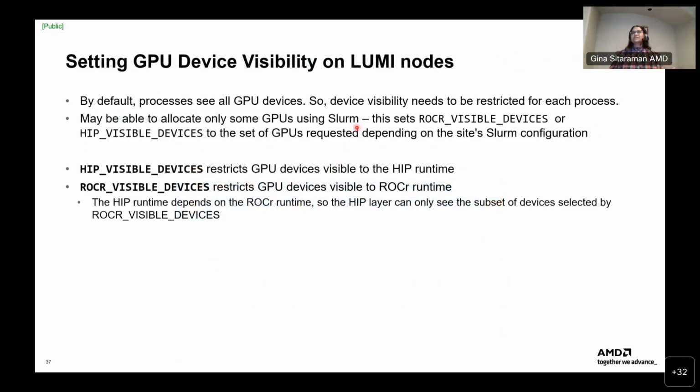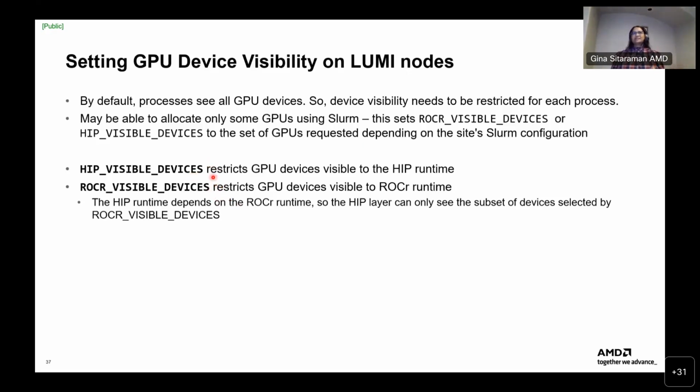Now, when you use Slurm to allocate a GPU for you, behind the scenes it is setting ROCR_VISIBLE_DEVICES, and that's the allocation that you get. There is a slight difference between these two. These two are not the same.